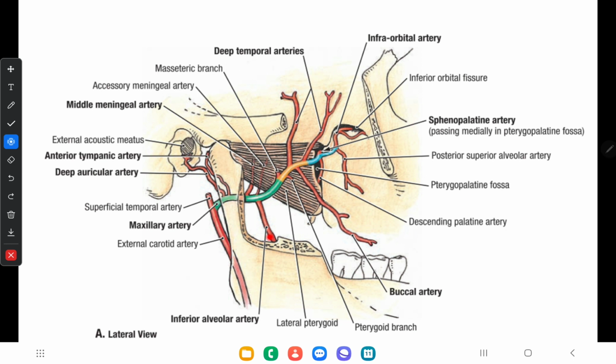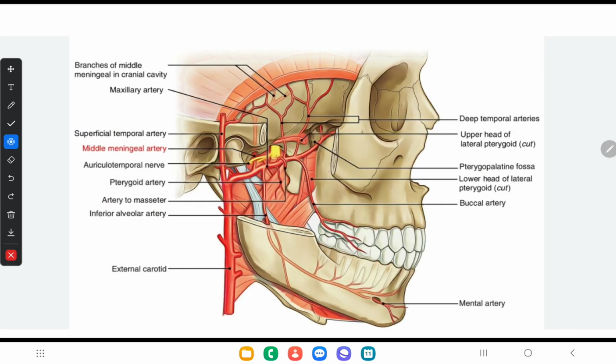Then here, the inferior alveolar artery. You can see the inferior alveolar artery here clearly. The inferior alveolar artery enters into the mandibular foramen here and travels in the mandibular canal, located inside the body of the mandible, as you can see here.